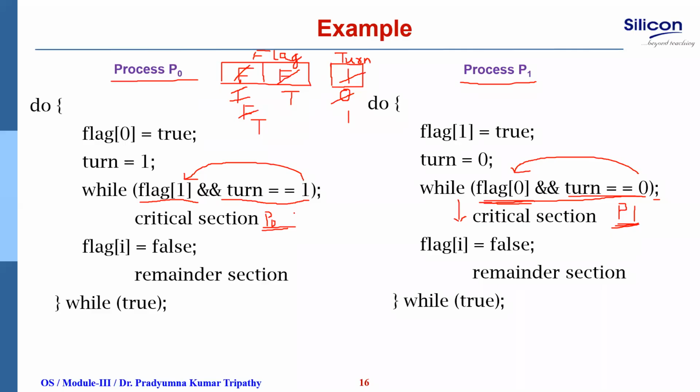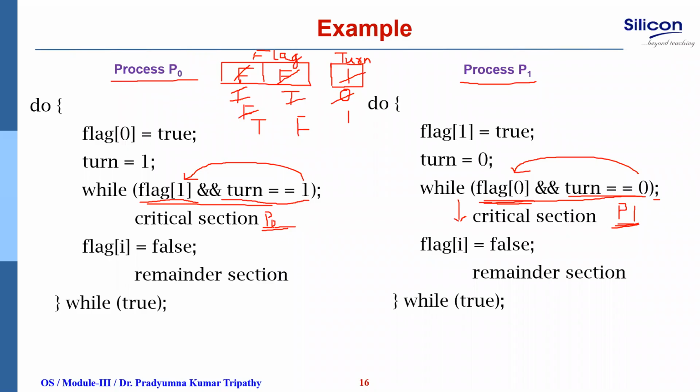Correct? The moment it comes out, it makes what? Flag of i equals false. So it will make this false. What is i for P1? This is flag of 1. So it will make it false. Once it makes it false, this condition becomes false and P0 will enter into the critical section.